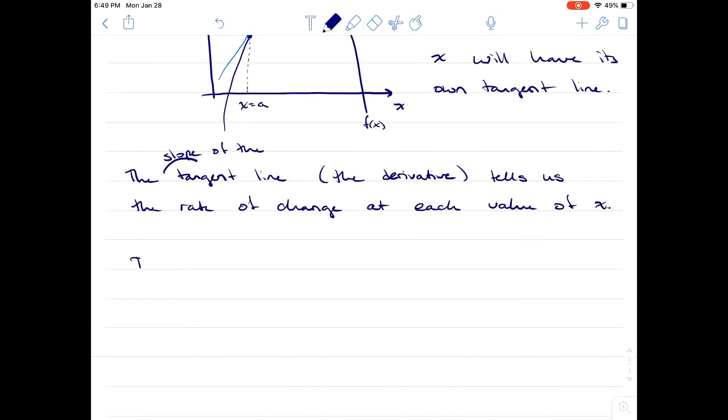So therefore, the derivative of f of x at x equal to a is the slope of the tangent line of f of x at x equal to a. Right, just kind of re-emphasizing.